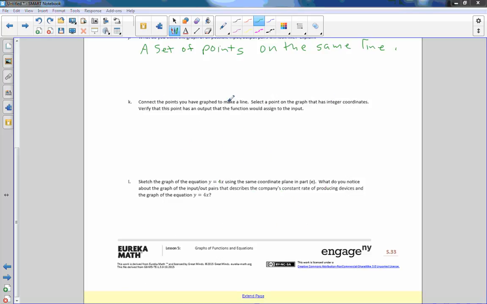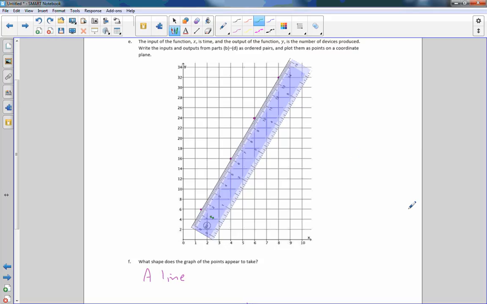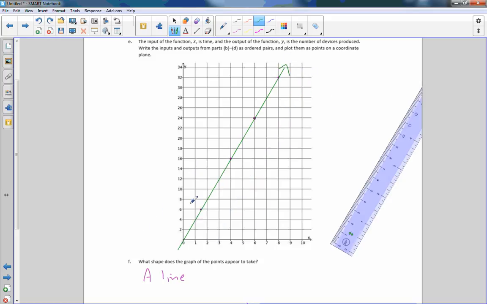It says connect the points you have graphed to make a line. Select a point on the graph that has integer coordinates. Verify that this point has the same input-output of the equation to make it true is basically what they're saying. So now I'm going to connect those dots. So I didn't do it ahead of time like I did last time. Oops. Let's try that again. Let's start up here. And there we go. Okay, so there's my line, and I'm going to call that y equals 4x, label it, and all those points.